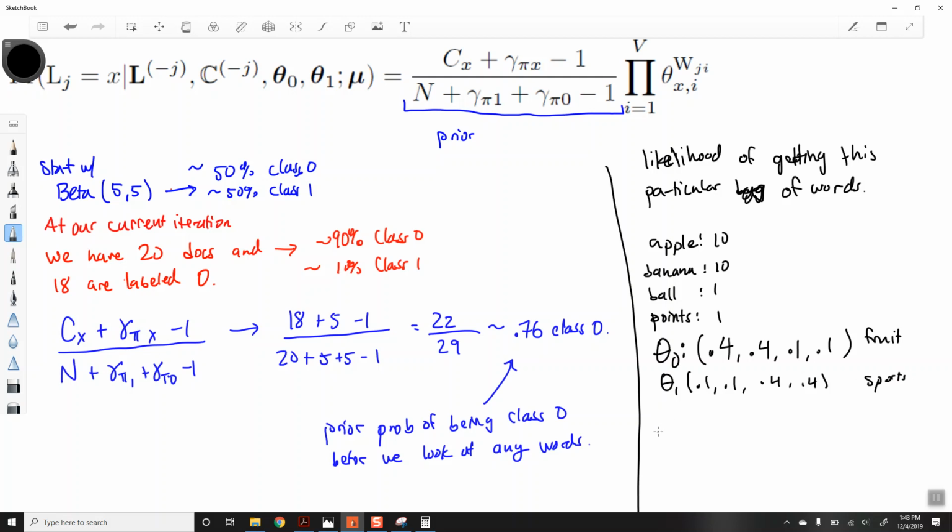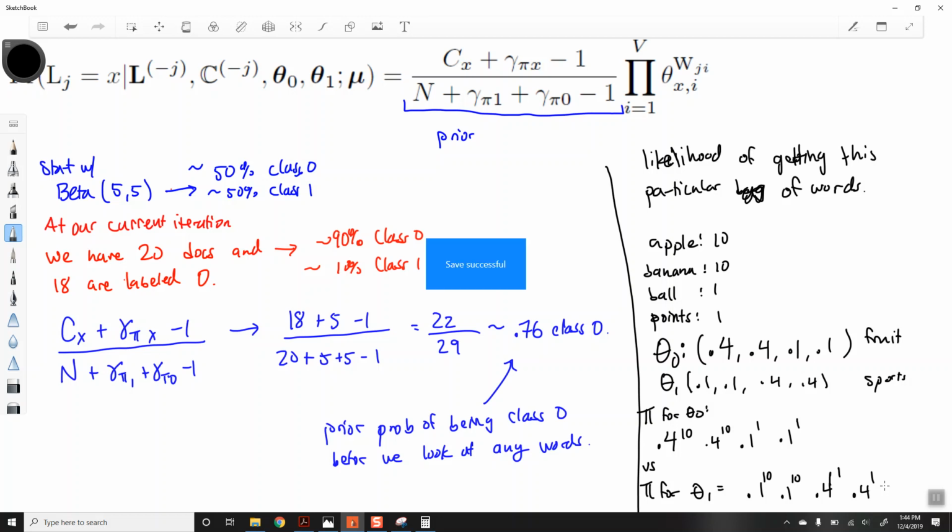So the product for theta 0 is going to be 0.4 raised to the 10 times 0.4 raised to the 10 times 0.1 raised to the 1 and 0.1 raised to the 1. Versus the product for theta 1, which is 0.1 raised to the 10 times 0.1 raised to the 10, 0.4 raised to the 1, and 0.4 raised to the 1. We can see this first one is going to be much bigger. Given our current word probabilities, because apple and banana showed up so frequently, the likelihood for this is much higher.